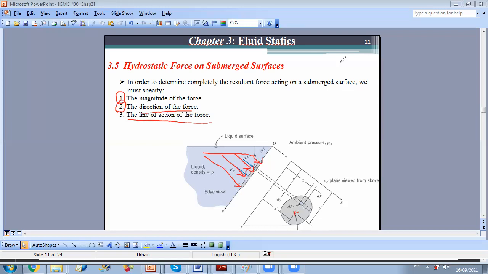Okay, we will start together step by step. We will start first to find what is the magnitude of this force. Then we will move to the determination of its line of action.